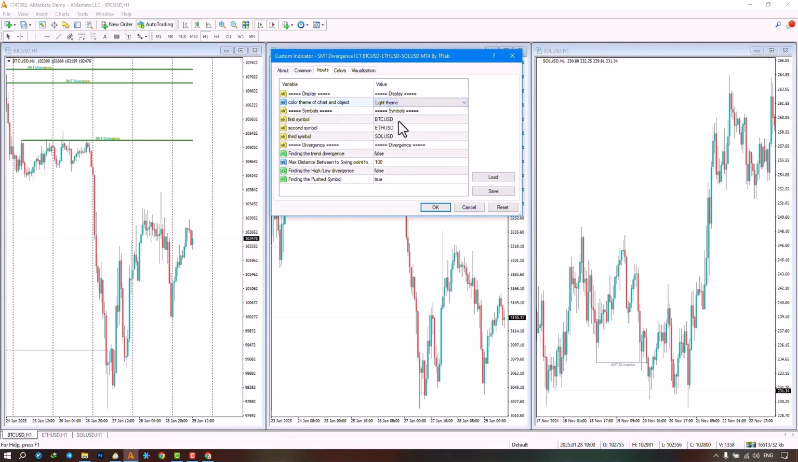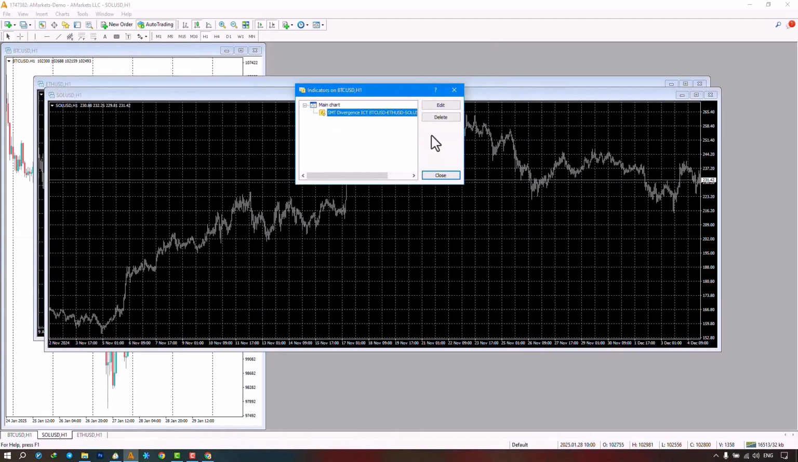In the next section, you can place the symbols you want. You can choose your first symbol, your second symbol, and the third symbol. In the next section, you can change the settings related to divergences. In the divergences section, there are three divergence modes available, and by default, the third mode is active. I will disable this option and activate the first divergence mode, which allows me to identify the first type of divergences and display them on the chart.